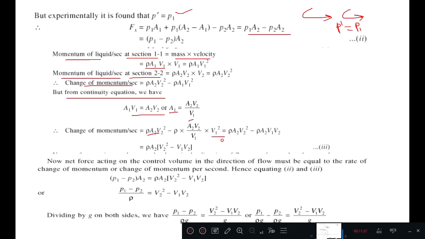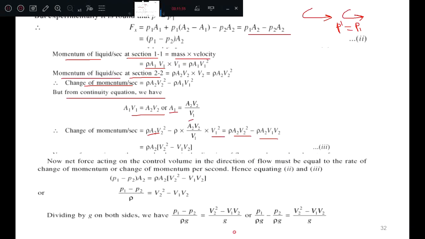Into V1 square. Then finally we get this equation. Then taking rho into A2 as a common, then V2 square minus V1 V2, we get this one. Now the net force acting on the control volume, in the direction of flow, must be equal to the rate of change of momentum, or the change of momentum per second.